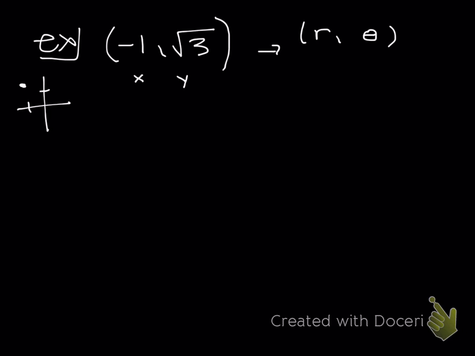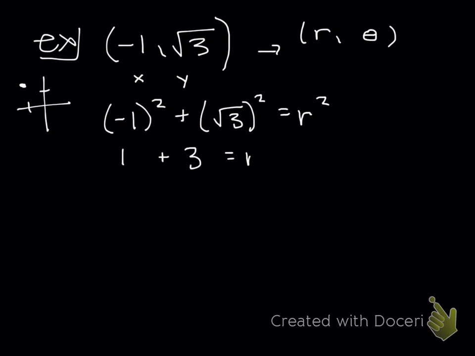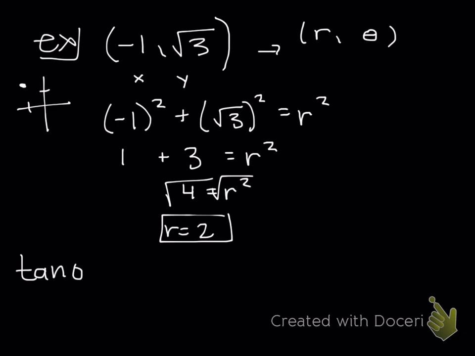So first we need to find our r, and to do that we use x squared plus y squared equals r squared. So I have -1 squared plus square root of 3 squared equals r squared. So here -1 squared is 1, square root of 3 squared is 3 equals r squared. So r equals 2. So in terms of the coordinate, I already found the radius. Now I need to figure out the angle. So to do that, my tangent of theta is equal to y over x. So I have √3 over -1, which is -√3.